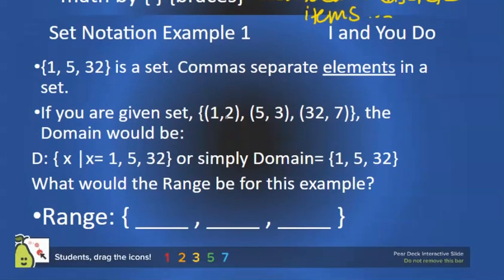If you are given a set of ordered pairs, (1, 2), (5, 3), (32, 7), the domain would be x such that x equals 1, 5, 32, or simply the domain equals braces 1, 5, 32. What would the range be for this example? Drag the numbers in the correct spots.